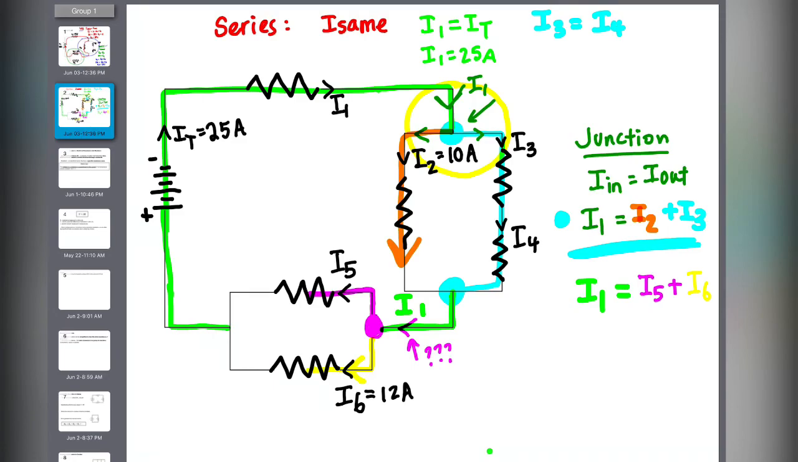Okay, so two splits and anything that is in series. Those are the things you're looking for. So now let's finish this up. I know I1 is 25. So I'm just going to do this question right here.